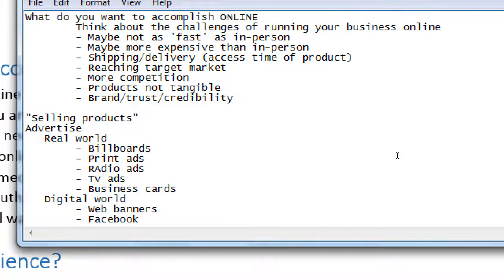Let me ask you this in a more conceptually different sort of way. Repeat customers, loyalty, satisfied clientele. Is that something you need to care about in the digital world or the real world? Both, yes. In the real world, well, I want people to come to my business on a regular basis.